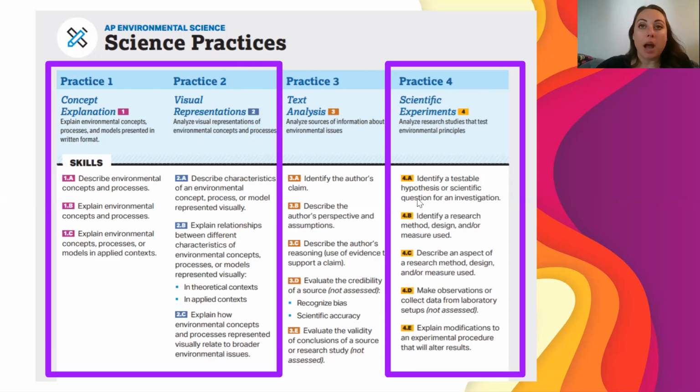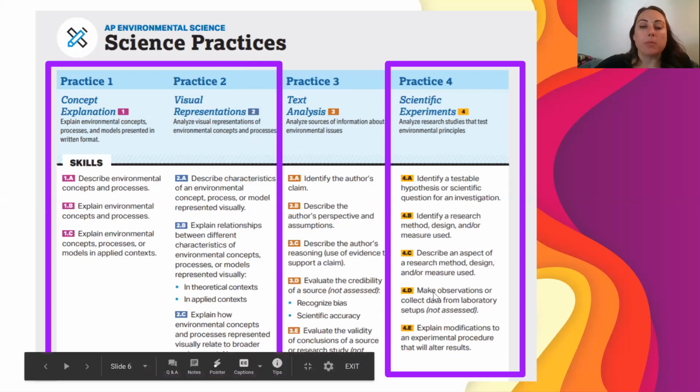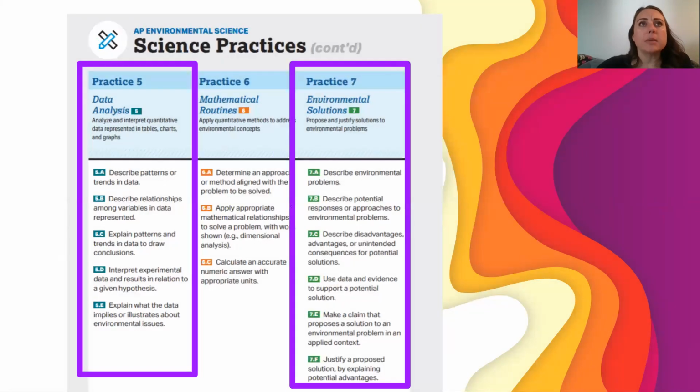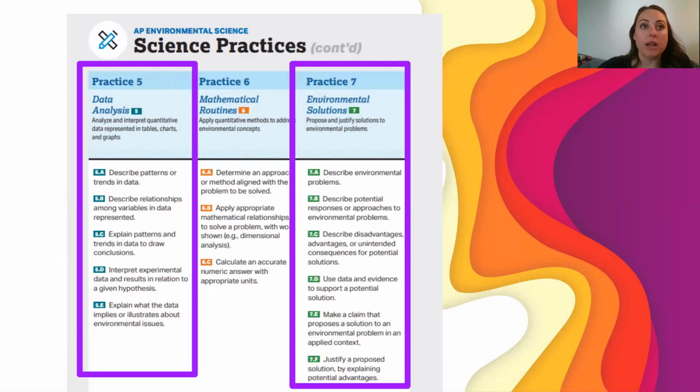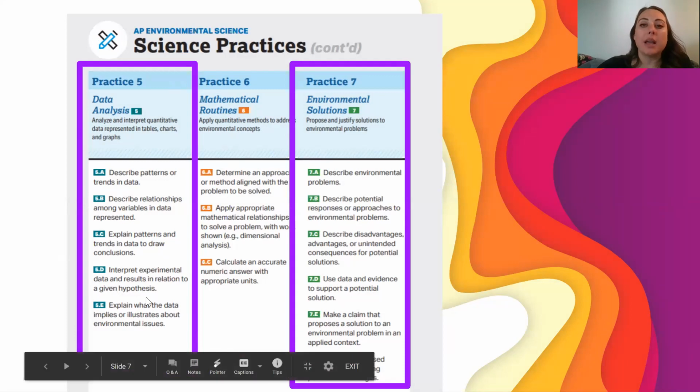They're going to ask you about a hypothesis, and so we'll go over what is a hypothesis. They're going to ask you about the method. Was this a valuable way to investigate this particular problem? They're going to ask you to make some observations or how you would collect data. And then they're going to ask you, how might you change this in the future? Or if you change this, what would happen to the results? The last component, again, is data analysis. So pulling trends off of data, explaining patterns and trends, and explaining what the data implies.